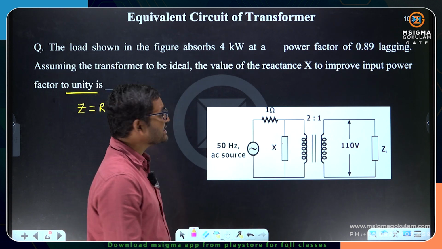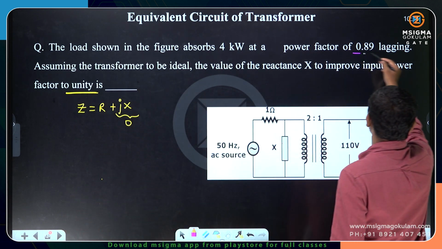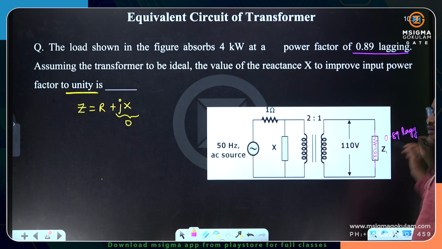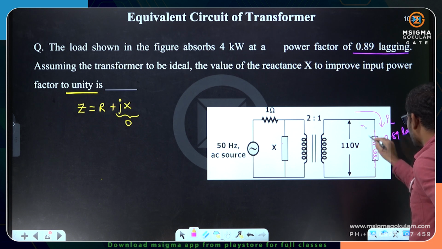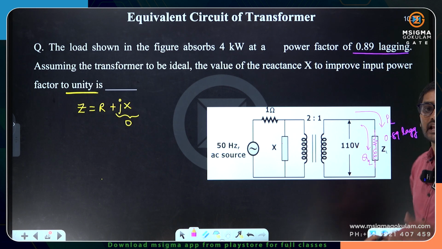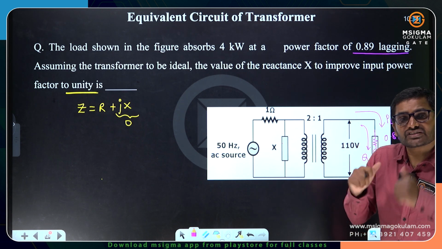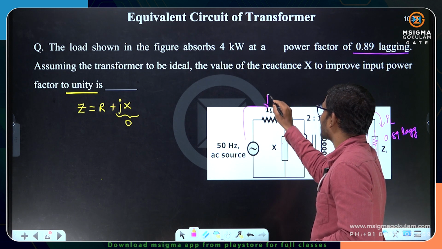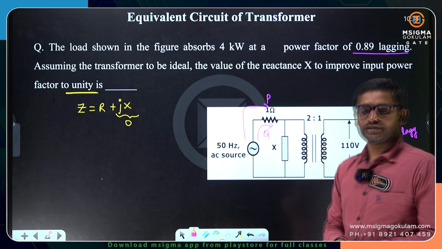What is the value of reactance? See here, he said that the load is 0.89 lagging. If it is 0.89 lagging, I can say it is of resistive and inductive nature. A lagging load demands active power, and it also demands lagging reactive power. The inductive load consumes the lagging reactive power. Who has to deliver? The source has to deliver. The source will deliver the active power and the reactive power, because the load is inductive.